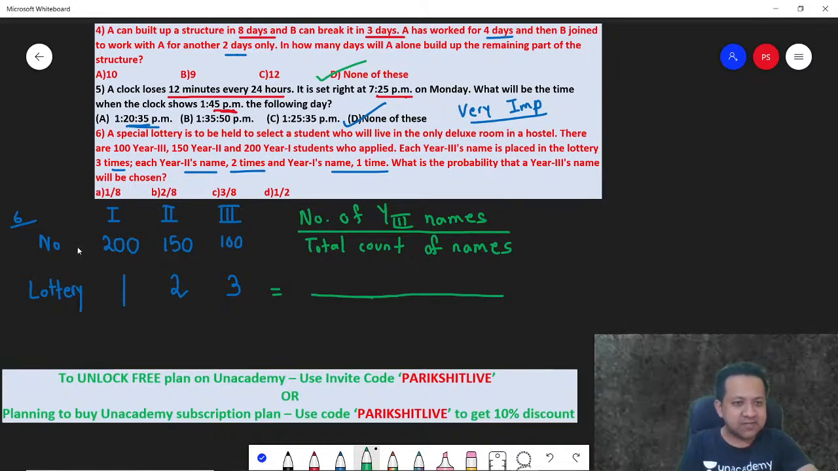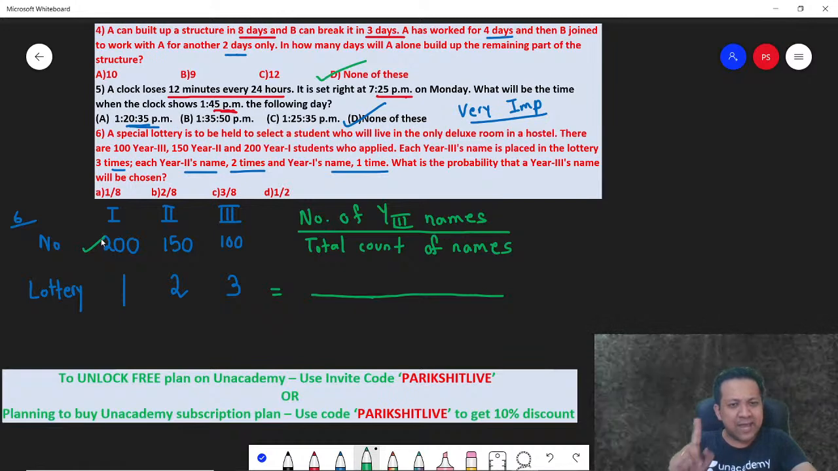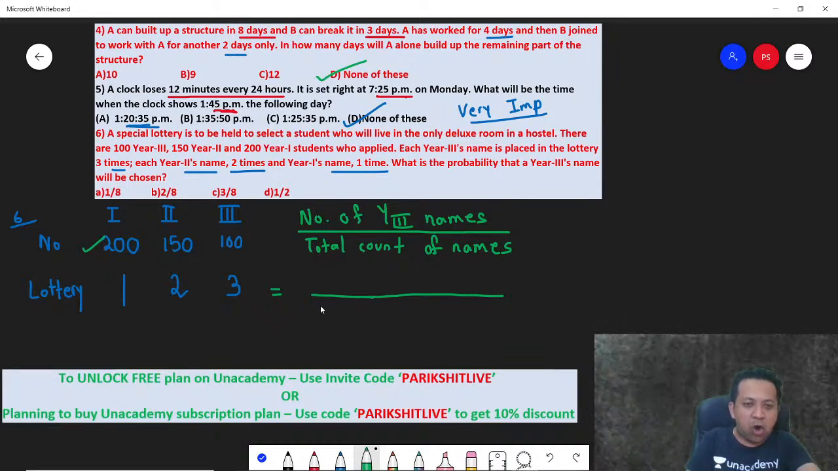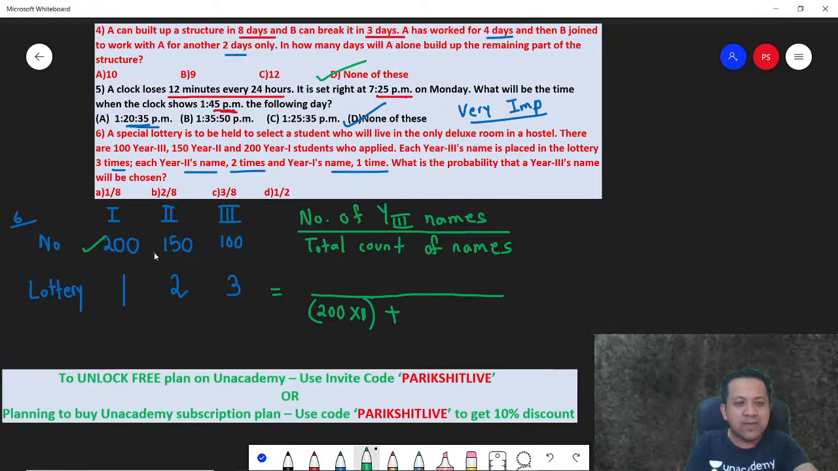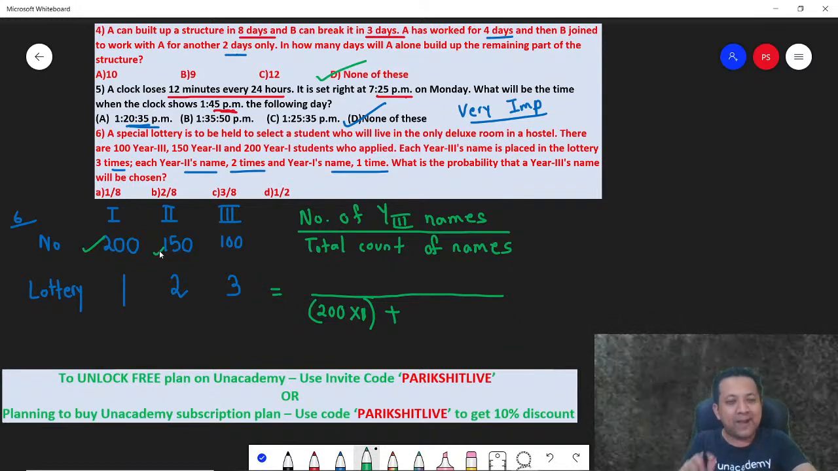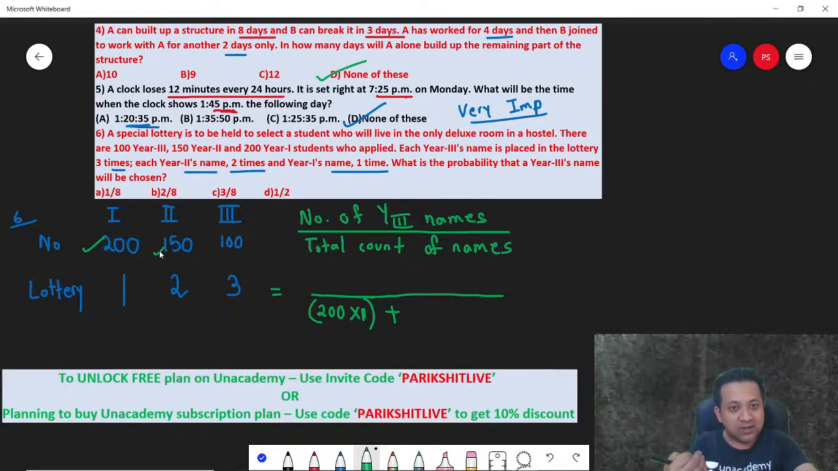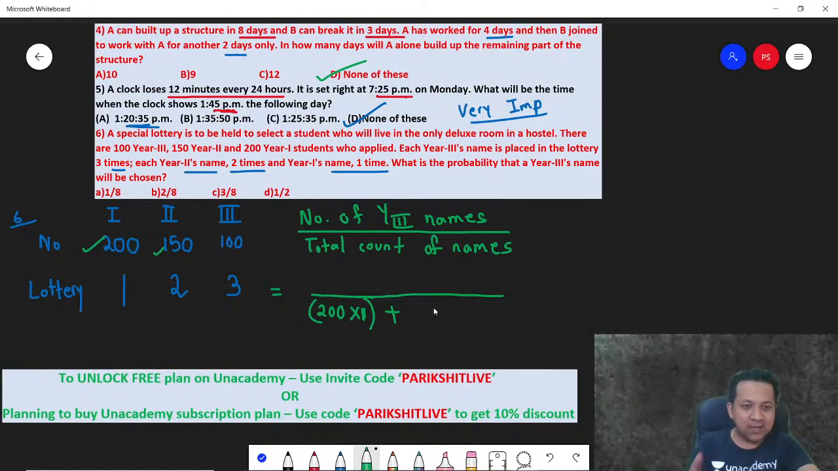Year 1: every name appears only once. So all year 1 names occur only one time and there are 200 students, so there must be 200 names. What about year 2? There are 150 students, but every student's name occurs 2 times. So I can say total year 2 names must be 150 into 2.